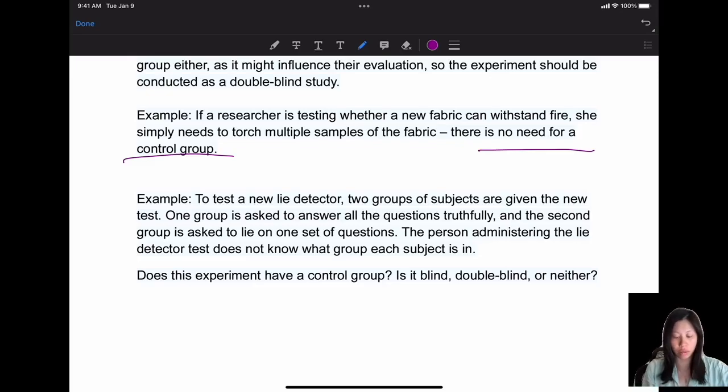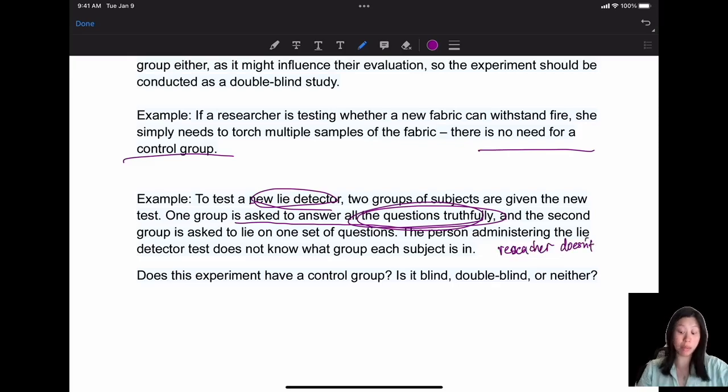So first, what are we trying to test? We test out the lie detector. That's our treatment. They have two groups. One answers all the questions truthfully. The other group lies on one set of questions. And the person administering the lie detector doesn't know which group the subject is in. So we know the researcher doesn't know, so maybe this is double-blind.